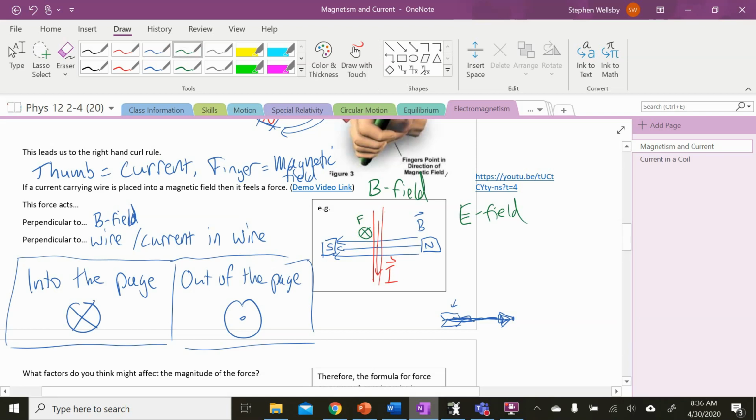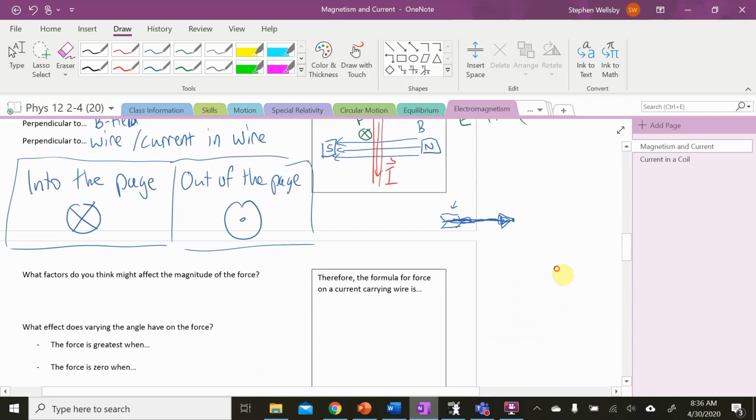So you'll notice that downwards or upwards would be the only two possible directions that would be both perpendicular to the current and perpendicular to the magnetic field. And in fact, you'll notice that all three of these are going to be perpendicular. So the magnetic field will be perpendicular to force and current. Current will be perpendicular to force and magnetic field, and force will be perpendicular to magnetic field and current.